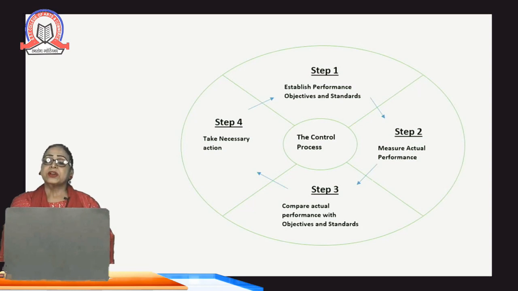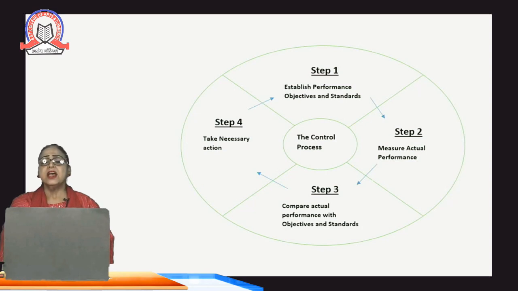Third step, comparing actual performance with the objectives and standards. As we discussed, in the first step we set objectives and standards. In the second step, we perform. In the third step, we have to make a comparison. A comparative statement is to be made, or a general comparison by observation can also be made. Objectives and standards are compared with what is achieved. That means what was planned versus what is achieved, a simple statement to compare.